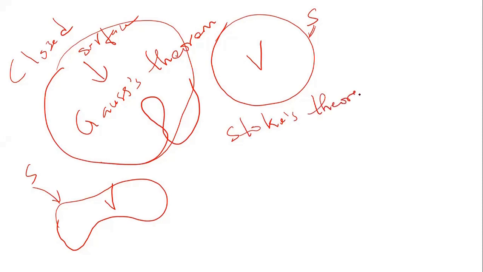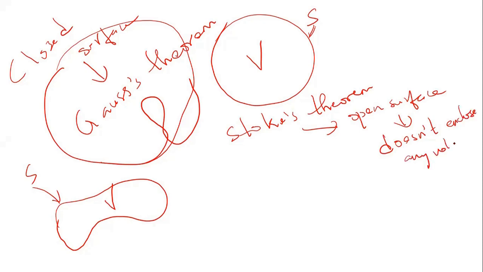Stokes theorem deals with an open surface. Open surface means it does not enclose any volume. Like, for example, if you consider a cone like this, as you know, it's an open surface, isn't it?